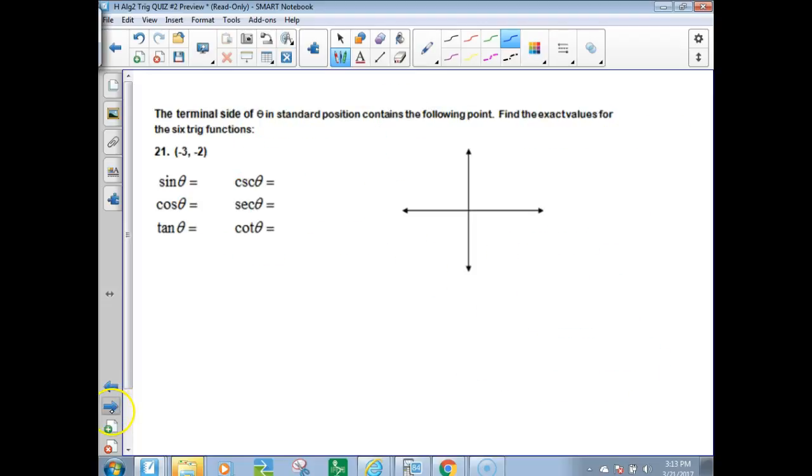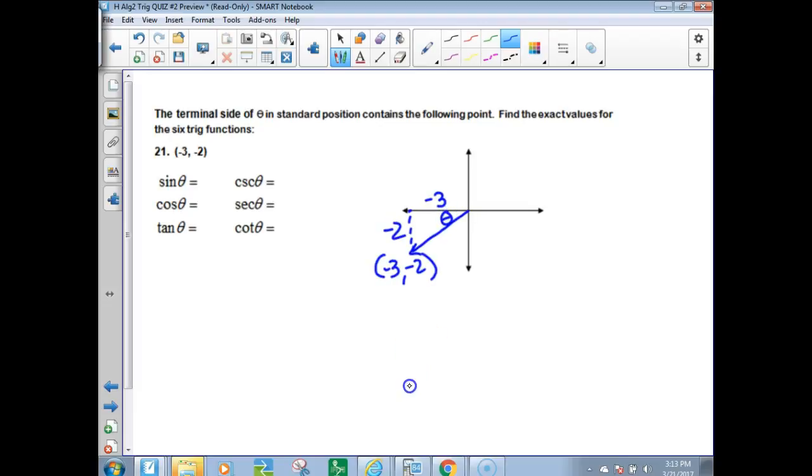All right, the terminal side of theta in standard position contains the following point. Find the exact values for the 6 trig functions. All right, -3, -2 would put me in quadrant 3. It's like this is the point, -3, -2. The x value then is -3, the y value is -2.